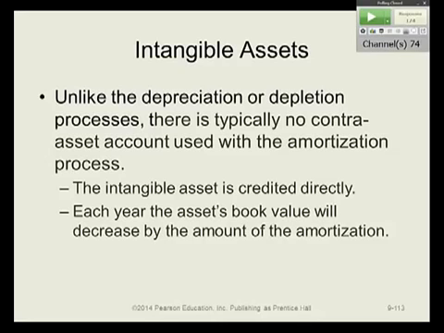You could use an accumulated amortization account. You could, but typically we don't. So the intangible is credited directly. I'm going to show you an example in a second. So you don't use a contra account as a rule for intangibles. You typically don't use a contra account for intangibles.